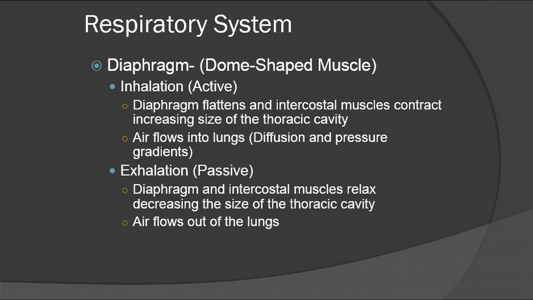Okay, now just going a little bit more in depth, we have the diaphragm, which is the dome-shaped muscle. We talked a little bit about this in an earlier section. This is the muscle that controls your respiratory functions. During inhalation, this is called the active phase. The diaphragm flattens, the intercostal muscles contract, and it increases the size of the thoracic cavity. So this is when, obviously, air goes into the lungs. And then the passive process is during exhalation, where the diaphragm and muscles relax and air goes out.